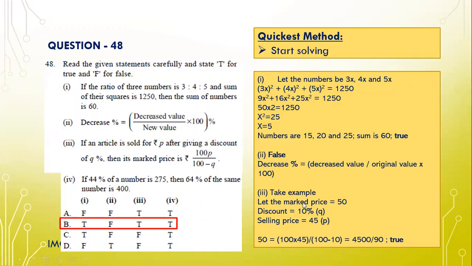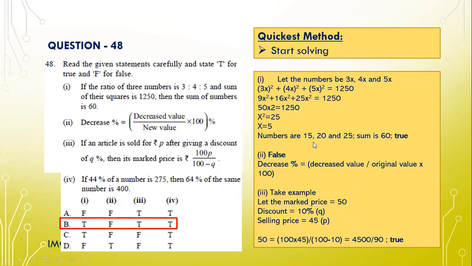So 100 into P upon 100 minus Q, 100 minus 10. So 100 into P is 4500. 100 minus 10 is 90. So 4500 upon 90 is 50, which is the mark price. So the formula is exactly correct. So first is true, second false and third true. So true, false, true. So option is B.